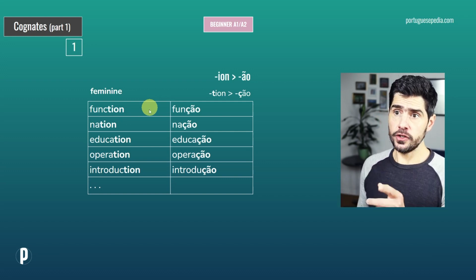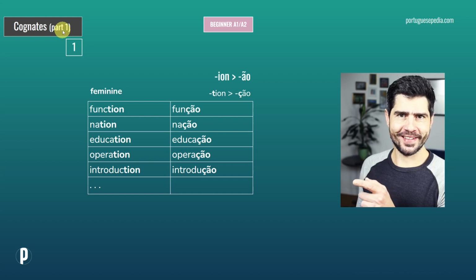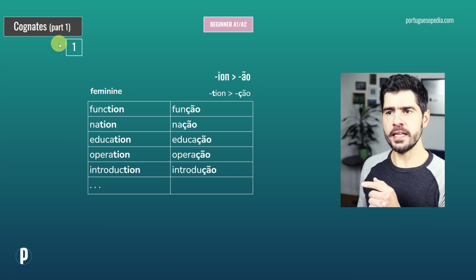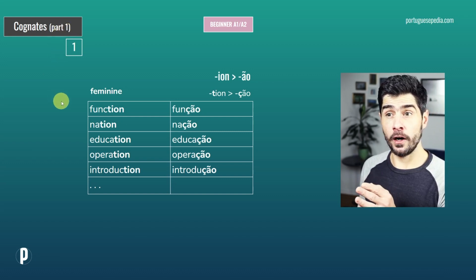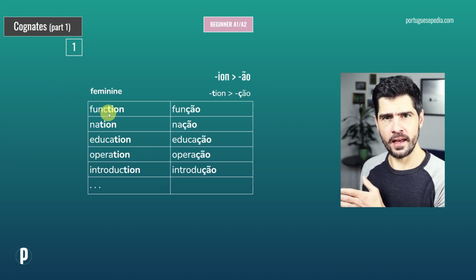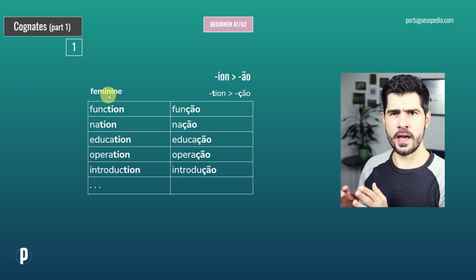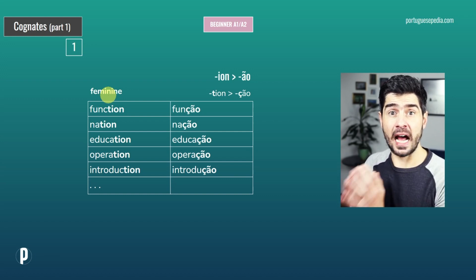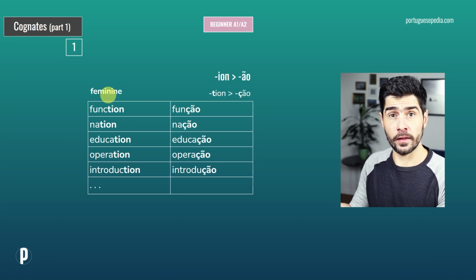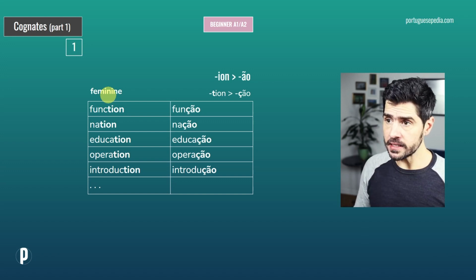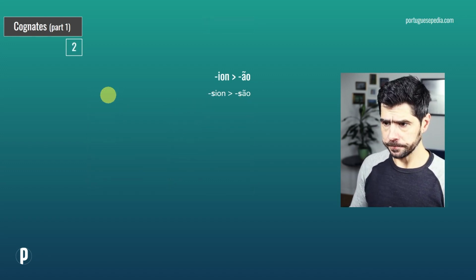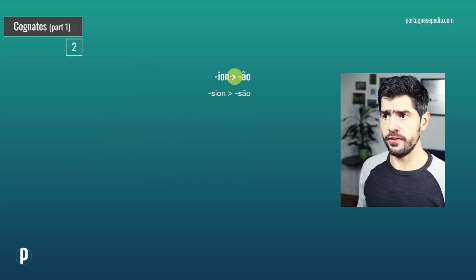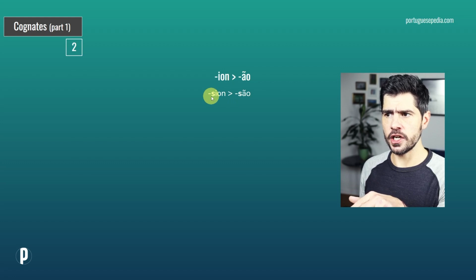And by the way, today you see this is part one. I should have said this in the beginning, but I'm focusing only on noun cognates in this video. So I will do another video where I'll be talking about adjectives and adverbs, but in this case it is only nouns. All right, let's look at the second subgroup, and here you see it's the same bigger group, but then we have S in English and S as well in Portuguese.